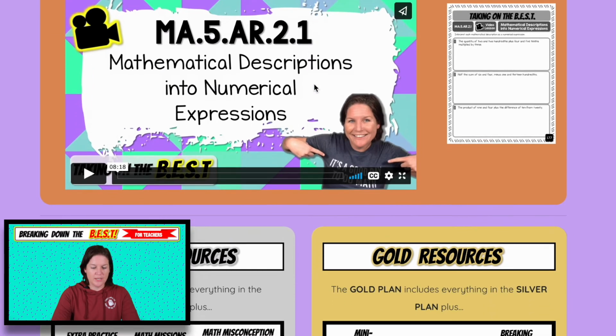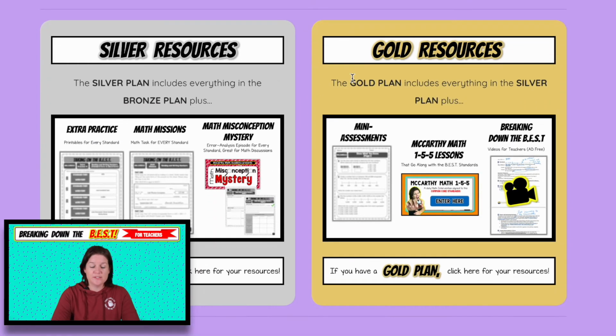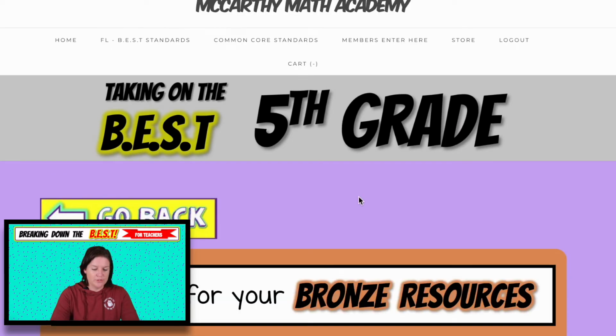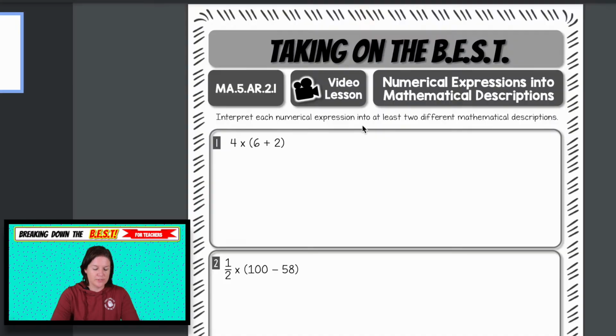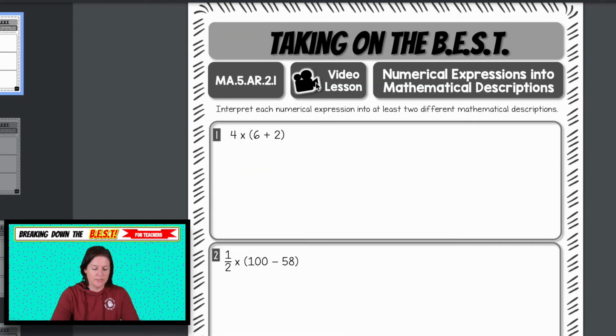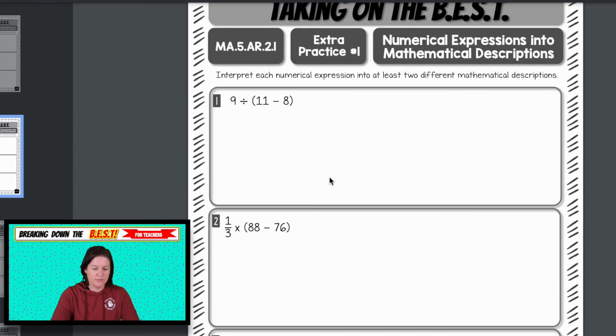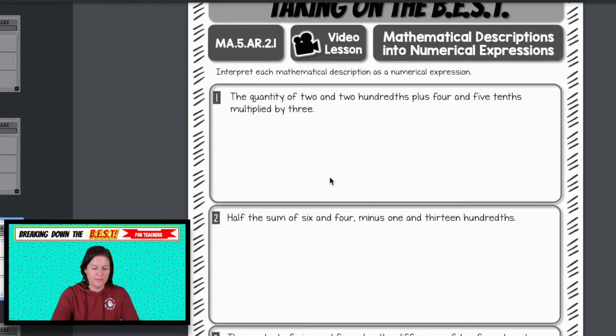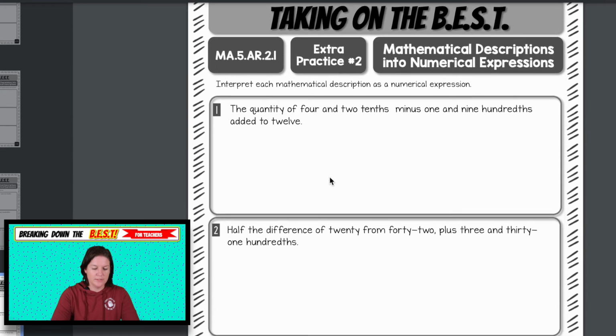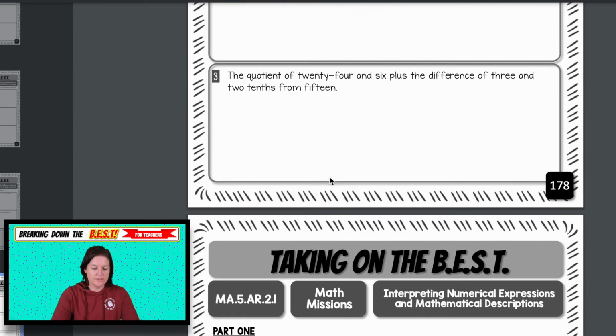Cool, so that's your bronze resource. If you have the bronze, silver, or gold, you have access to all those. If you have the silver or gold, you can click on this, and here are your silver resources. Got your video lesson that we just saw, and then some extra practice with the answer key. Another video lesson, extra practice.